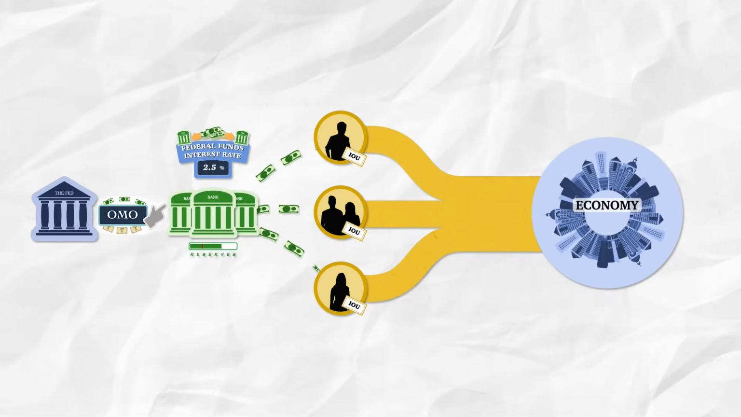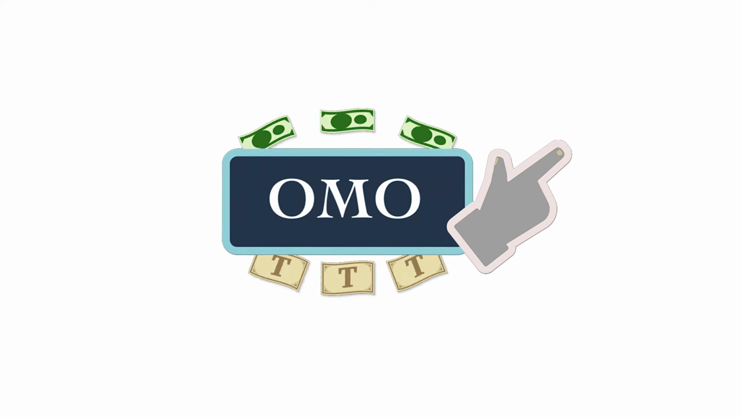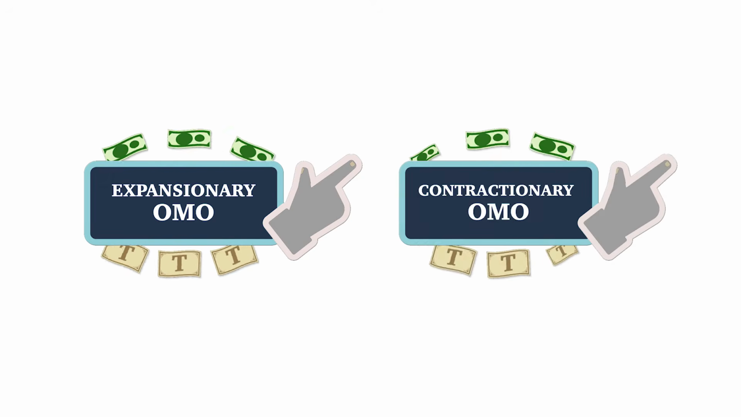So open market operations change the money supply, which affects the supply of loans, and change interest rates, which affects the quantity of loans demanded. There are two types of open market operations: expansionary and contractionary.